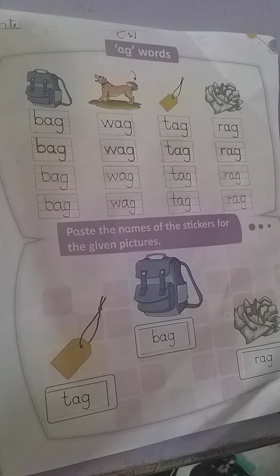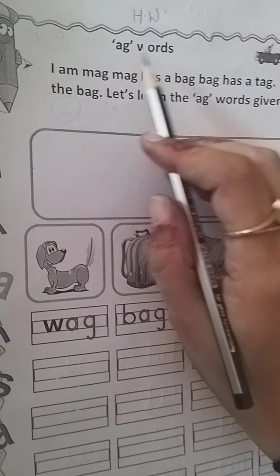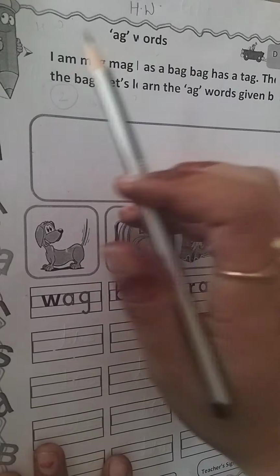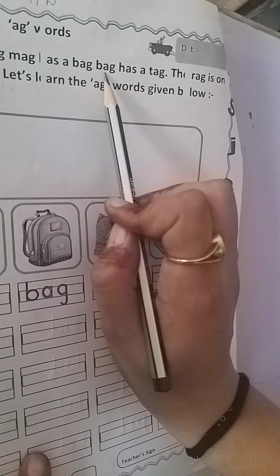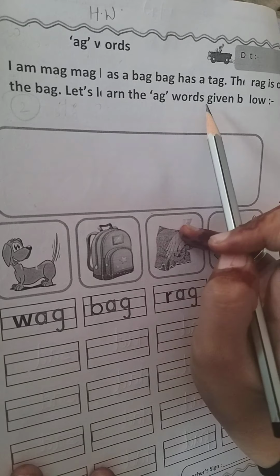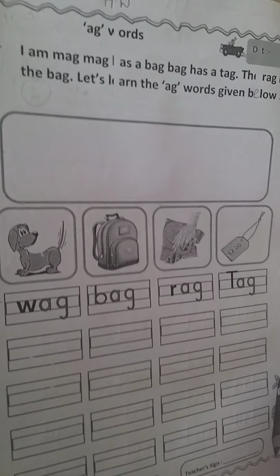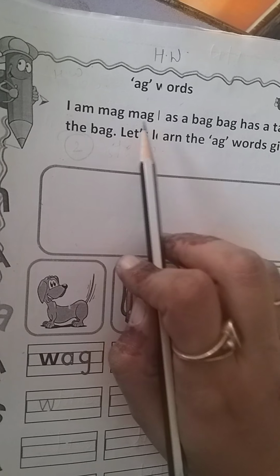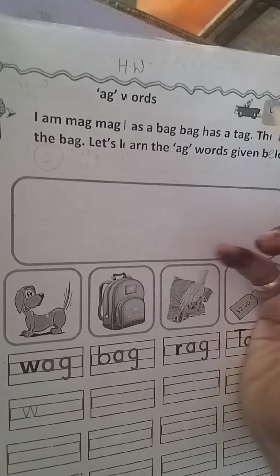Now we will do the homework part. Homework. What is this? Ag words. First we have to write what you have read. I am a mag. Mag has a bag. Bag has a tag. The rag is on the bag. Let's learn the ag words given below.